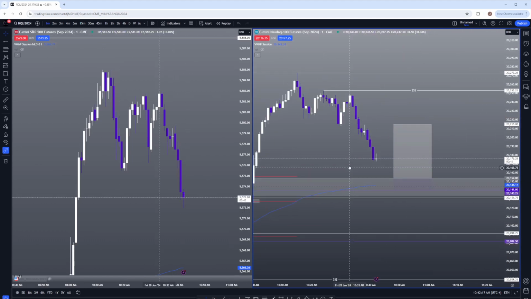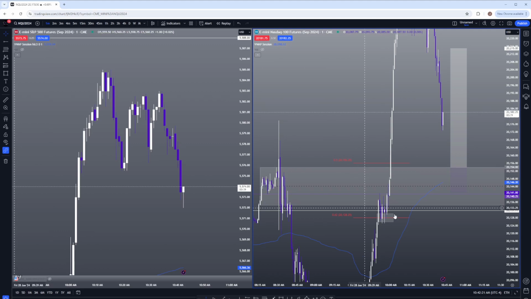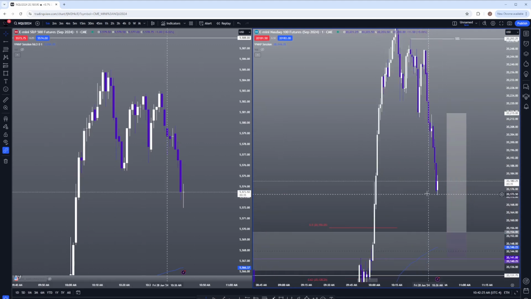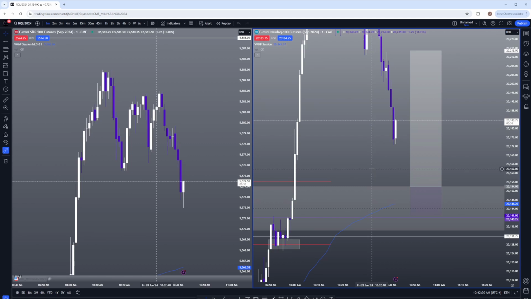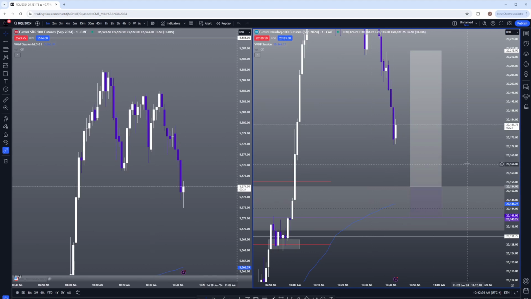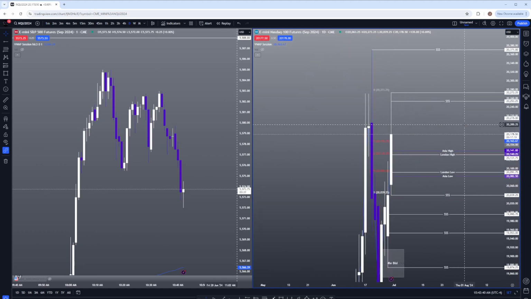But I do like how our levels are lining up. I like that our 0.5, our equilibrium, just below it in a discount is that breaker block. We have VWAP. We're trading back down. I really do like this setup for the longs, if we can just trade down a little bit more. Overall, we are still bullish bias. I am still bullish bias on the day.